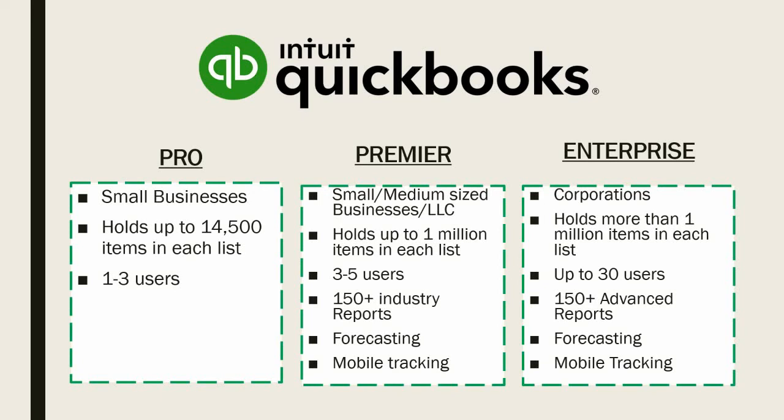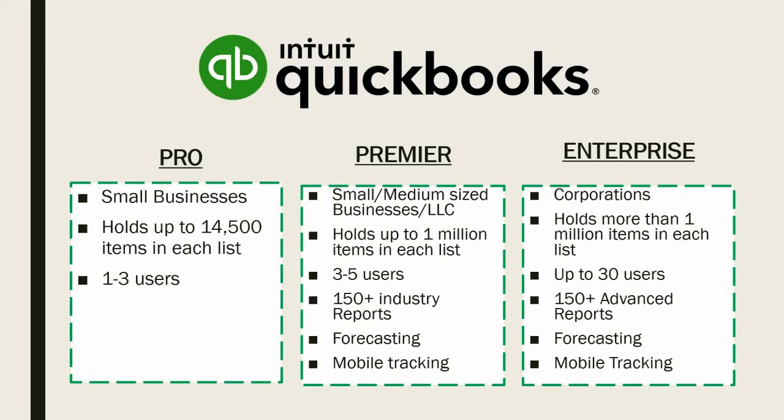And the difference here is that it holds up to 14,500 items in each list. Okay, and we'll talk about lists later on in the chapter. But this means that when we can hold as many pieces of information, you have up to 14,500 available for Pro. Okay, and the Pro version also allows 1 to 3 users to use the file at one time. So again, we're talking about accessibility amongst multiple users on one single file. Okay.